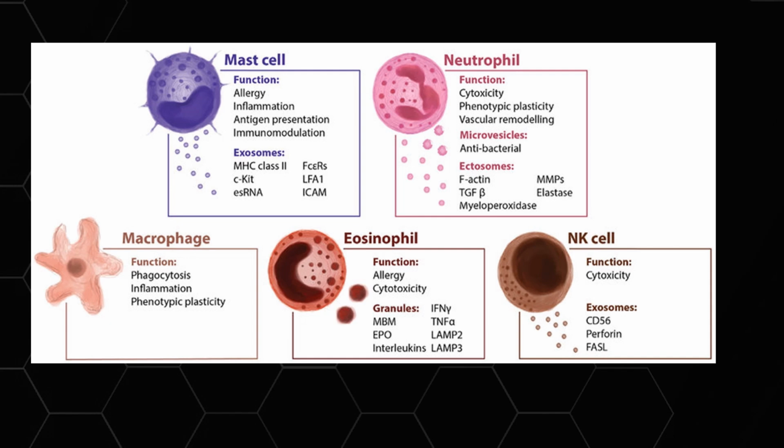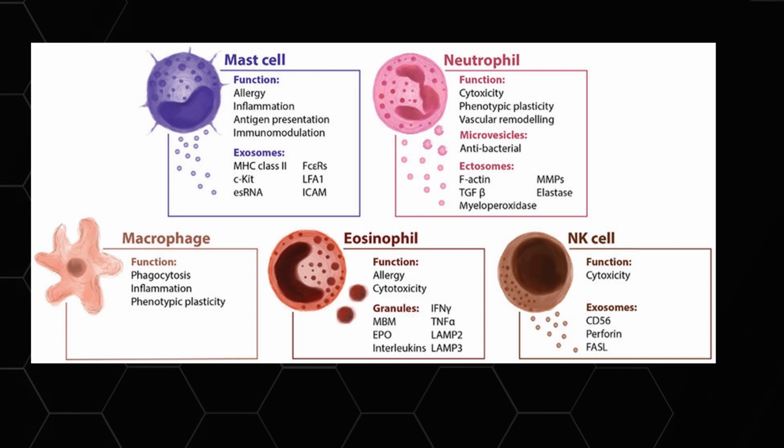Then we have neutrophils. Neutrophils function as cytotoxic cells. They kill the incoming bacterial cell or infection or any of the bacterial antigen. They have phenotypic plasticity. So depending upon the requirement or depending upon the signal they get, they act on that particular signal accordingly. And they also are a part of vascular remodeling. So in microvesicles, they are antibacterial. They immediately try to kill the incoming bacteria. And in ectosomes, they interact with effectin and MMPs and provide a required immune response.